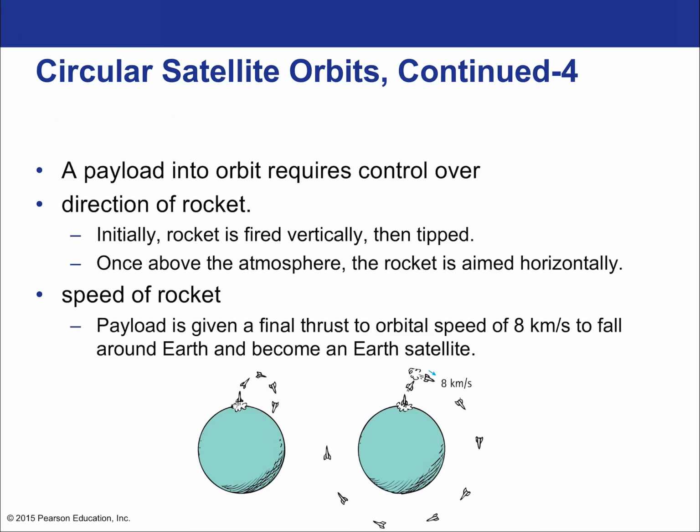So here's an idea about circular orbits. A payload into orbit requires control over the direction of the rocket and the speed of the rocket. Initially, the rocket is fired vertically, then it's tipped. Once above the atmosphere, the rocket is aimed horizontally, because otherwise it'll just go up and come back down. And then it's given an initial boost, a final thrust to an orbital speed of around 8 kilometers per second. And again, it's always going to be less because it's always a few hundred kilometers above the surface. And then it's going to fall around the Earth and become an Earth satellite.